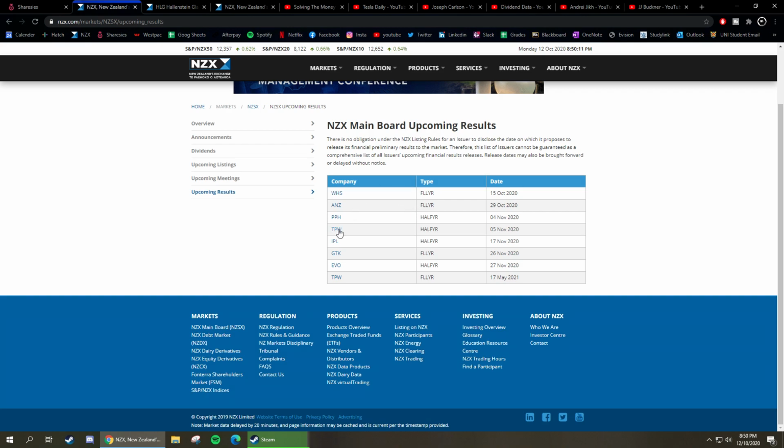But here I can see that Trustpower has their half-year report on the 5th of November, so I'll be looking at that when it comes out, and I can look at information from there to infer whether I want to buy more in the future, and look at where they see themselves going and their expectations.